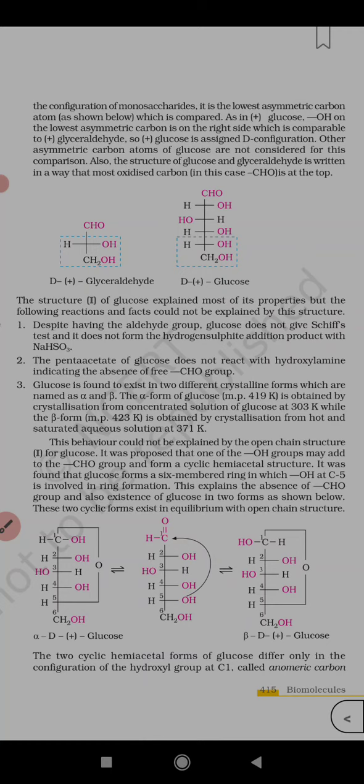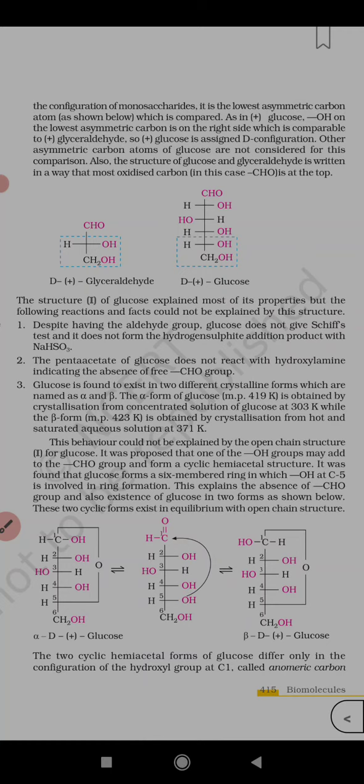So it was proposed that one of the OH groups may add to the CHO group and form a cyclic hemiacetal structure. It was found that glucose forms a 6-membered ring in which the OH group at C5 is involved in ring formation. This explains the absence of the CHO group and also the existence of glucose in two forms, as shown.